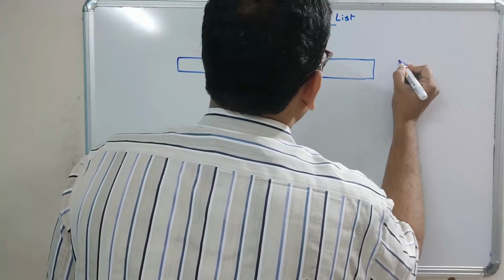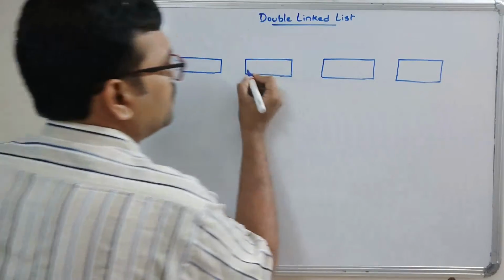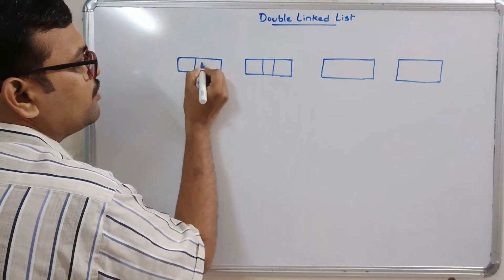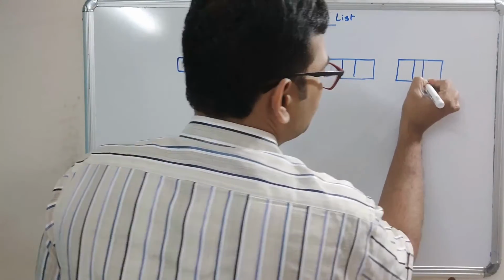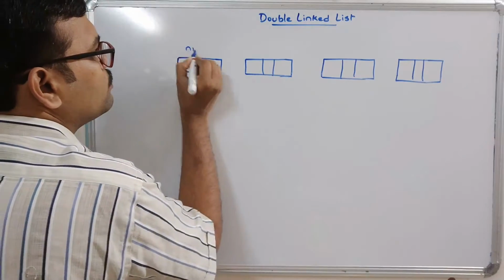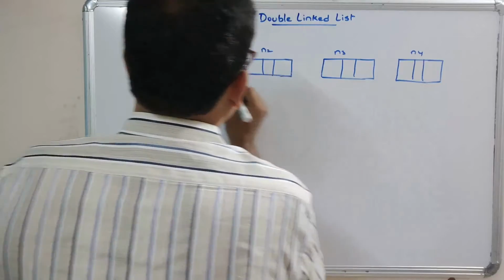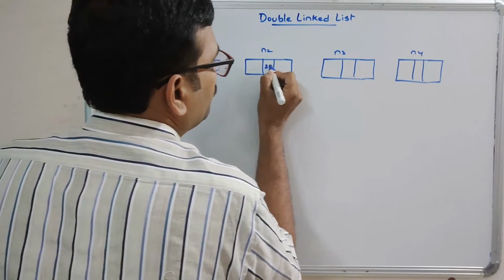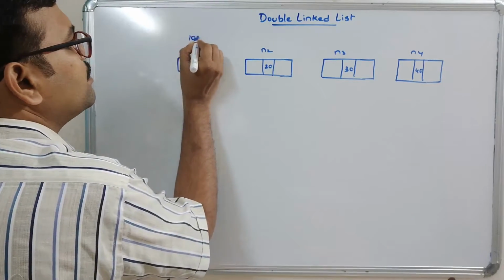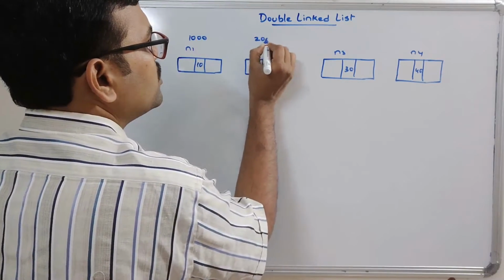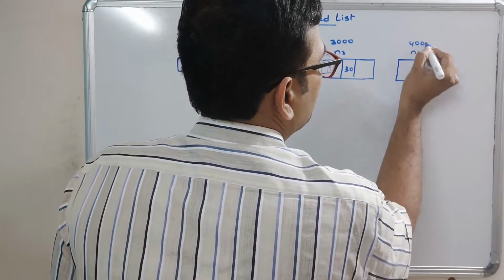In the previous session we have already seen how to create the node. So we have taken 3 variables in the node class. So this is n1, n2, n3 and n4. Let them be 10, 20, 30 and 40. The addresses are 1000, 2000, 3000 and 4000.